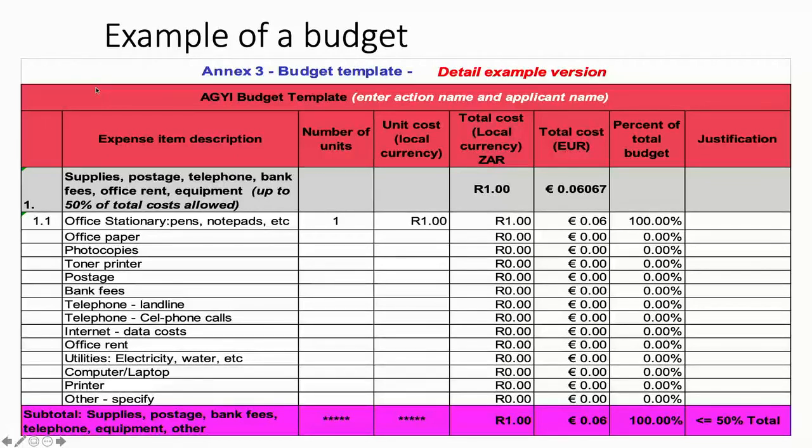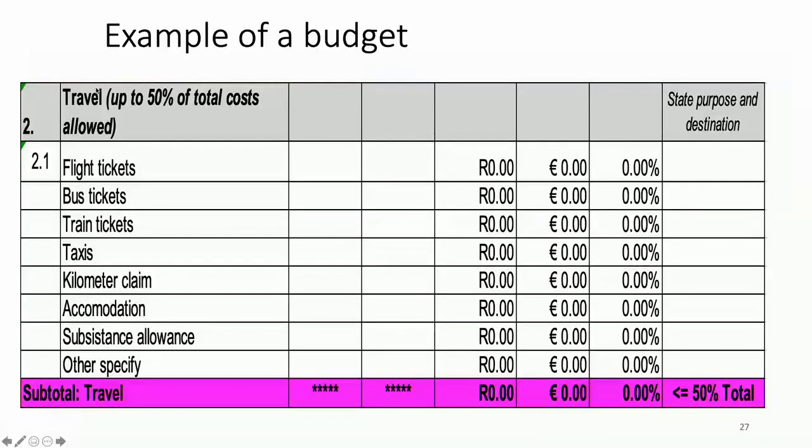Here's our monthly office cost; 20% of that is what we charge here. Laptop, why do we need a laptop? Why do you need a computer? You need to justify that expense. Printer, why do you need a printer? Justify that. The second category of costs is travel.